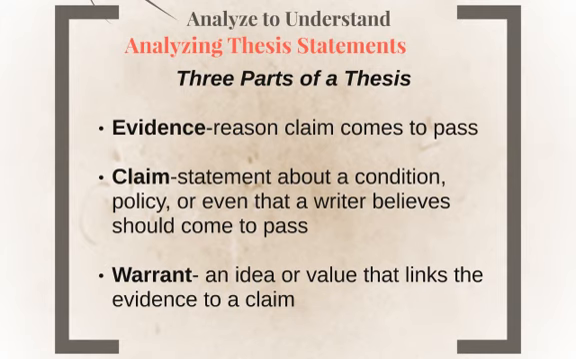So the evidence they're giving is that food advertising is affecting the future health of young people. The claim they're making is Congress should have more oversight of food advertising on TV. And the warrant, or the idea or value that links the evidence to the claim, is Congress should have oversight of what affects the future health of young people. And that's on page 47 of the Little DK Handbook if you want to take a closer look at that.